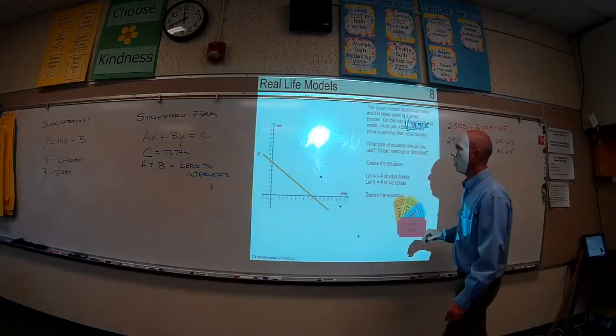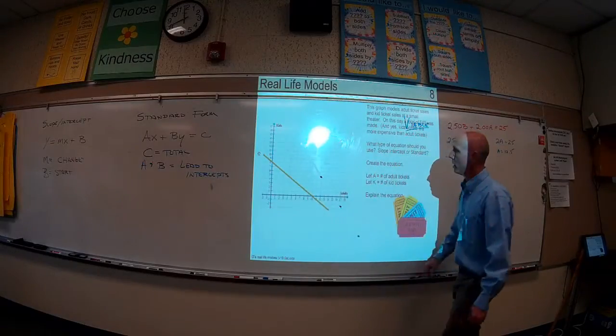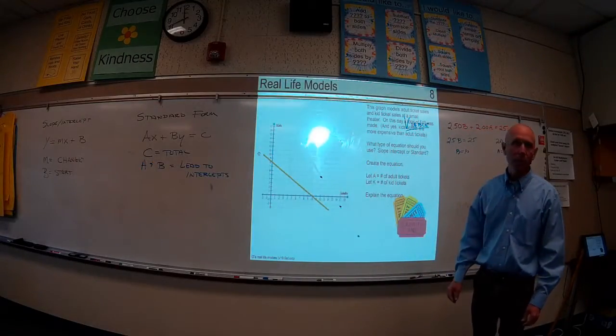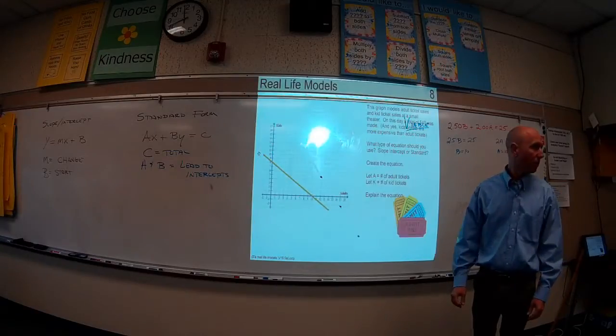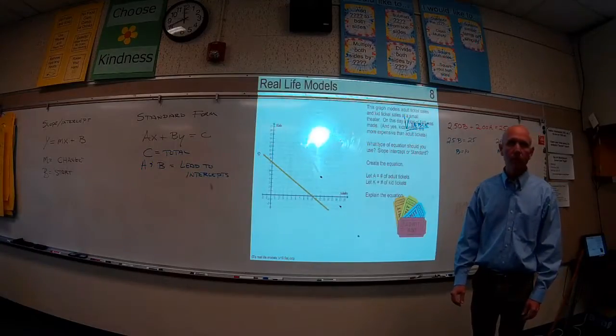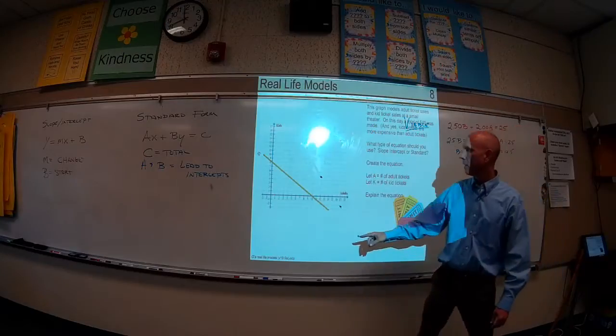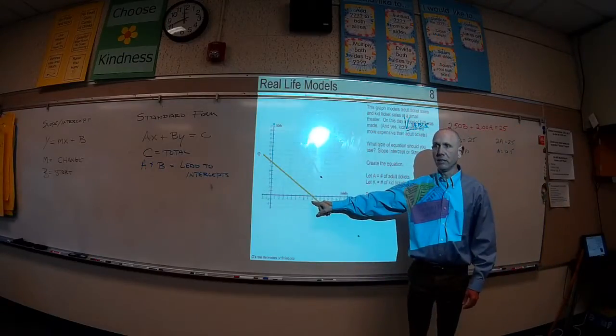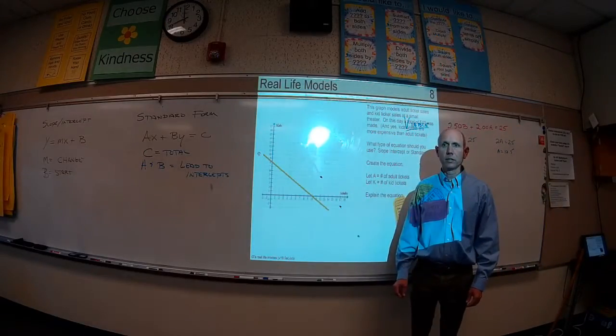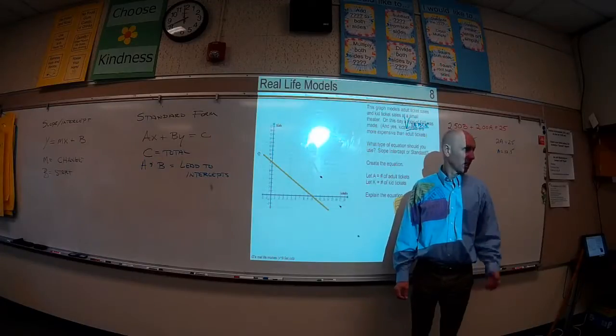Here, I want you to go over here. If I spend all my money on adult tickets, how many adult tickets can I buy? I spend all my money on how many? If I spend all my money on adult tickets, I can buy 10. So how much is an adult ticket? $4. It's like the banana problem.